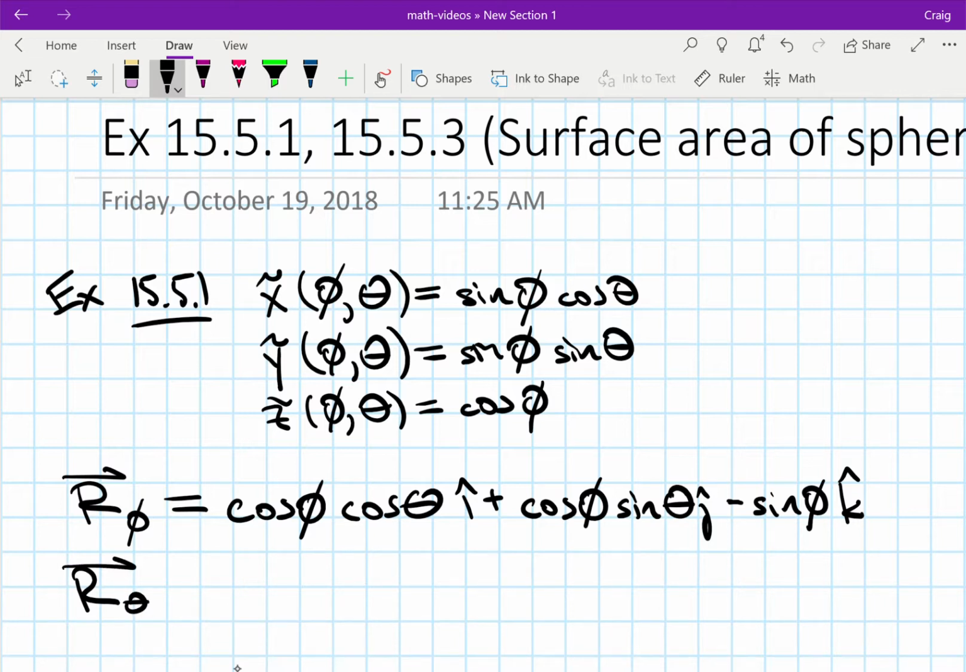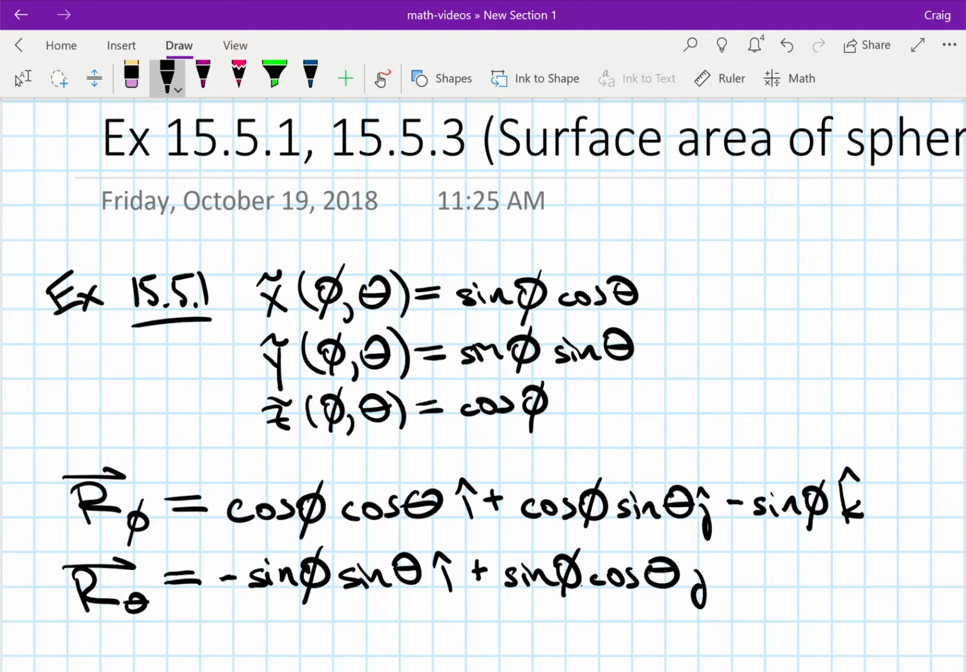And then finally, our theta hat equals negative sine phi sine theta i hat plus sine phi cos theta j hat. And there's no component in the k hat direction. That means when we change our longitude, we're not moving up or down.